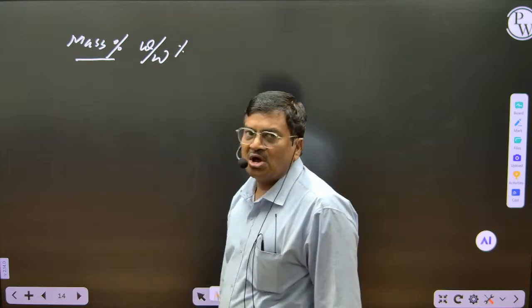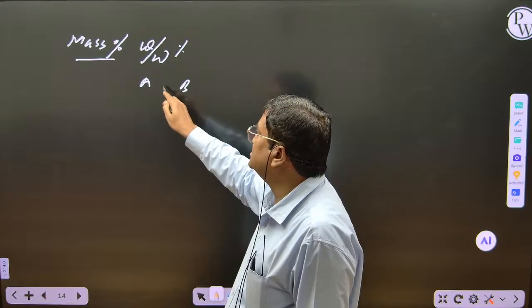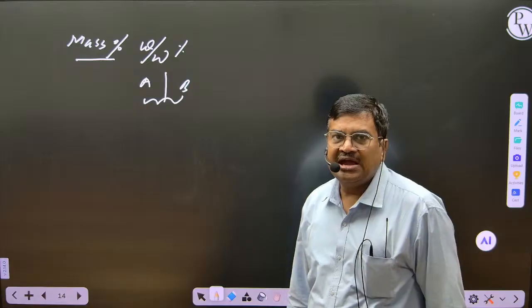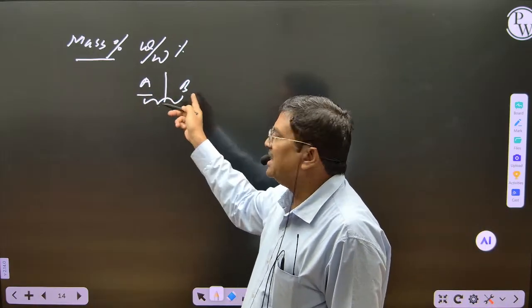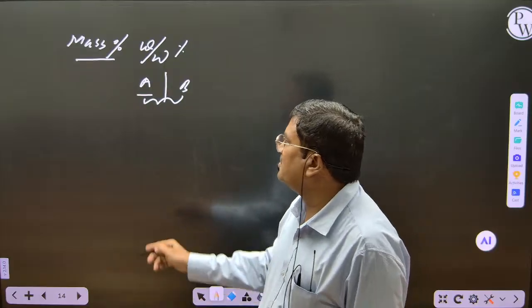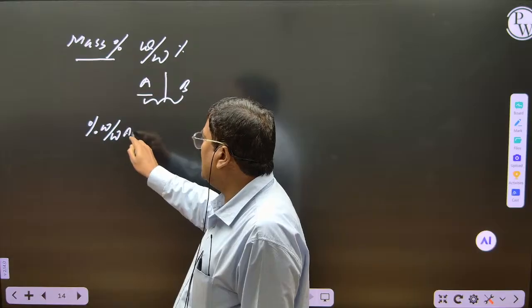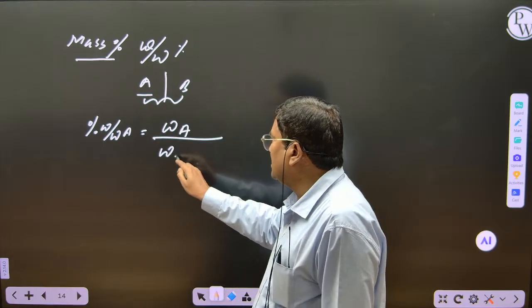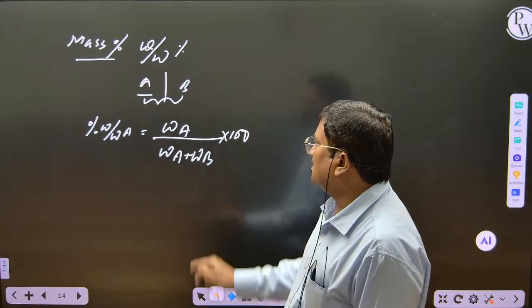Now suppose two components are there. Assume component A and component B are present in a solution. Are you following? I took two components, A and B. Now tell me, students, I want the mass percentage of A from A and B. How do I get it? If I want the mass percentage of A, I have to take mass of A upon mass of A plus mass of B, into 100. Are you getting my point?